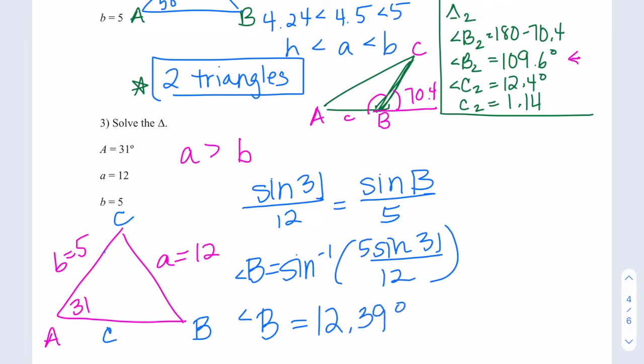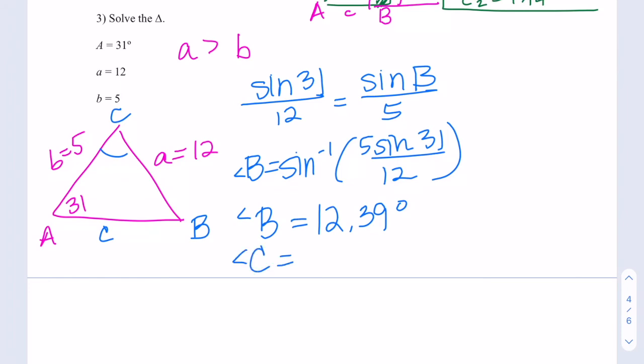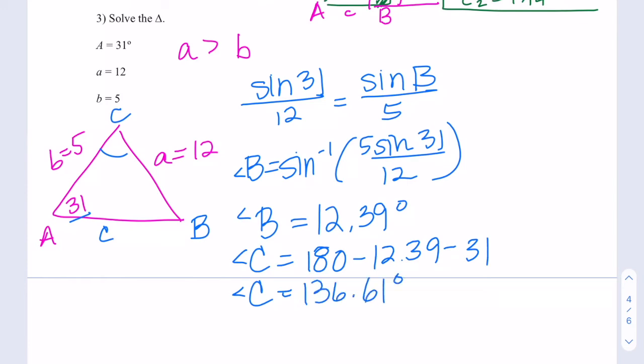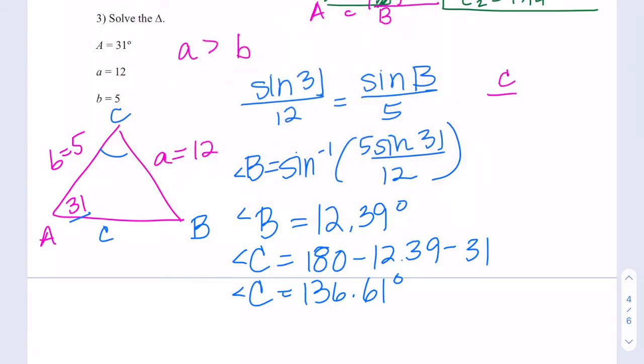Again, we're going to find angle C, subtracting those values from 180. So 180 minus 12.39 minus the value for A that we're given. So angle C will be equal to 136.61. And then we just have to set up another proportion to find C. So C over sine of 136.61 would be equal to 12 over sine of 31 using A. And we can find C will be about 16.